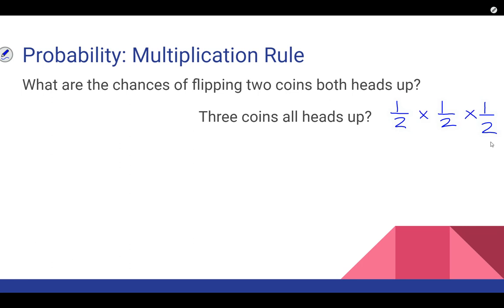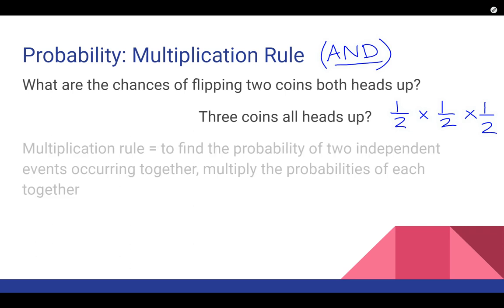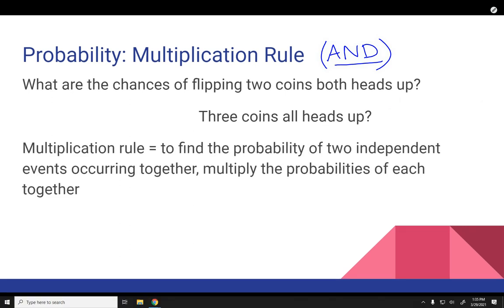So here's kind of the easiest way to remember which rule to use. Multiplication rule is for when you're looking for combinations of events. When you see the word and, that's probably a clue that you are going to be using the multiplication rule. The multiplication rule is what you use to find the probability of 2 independent events, meaning that one of them is not going to affect the other one. It doesn't matter what the first coin flips. That has no impact on the outcome of the second coin, right? So they're independent, unrelated events.